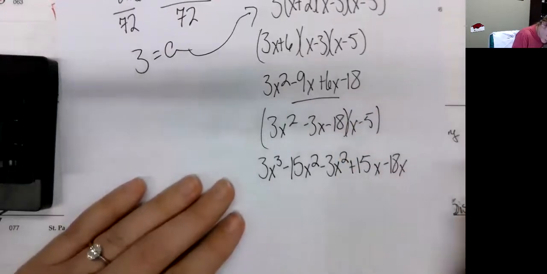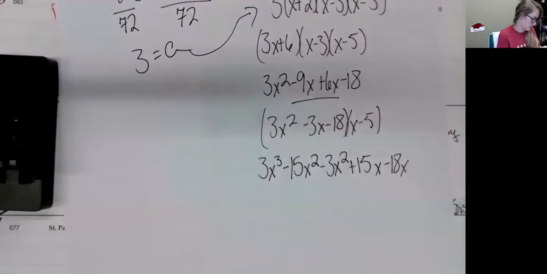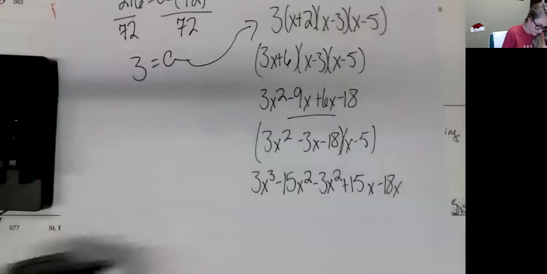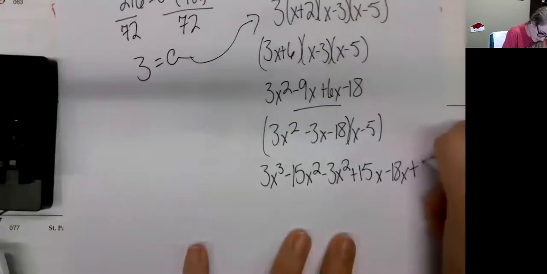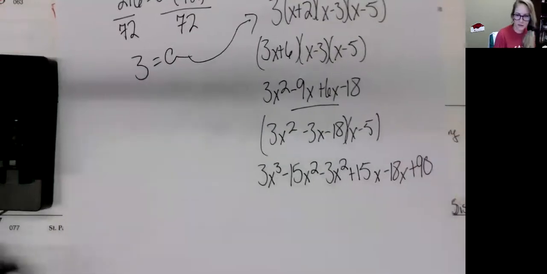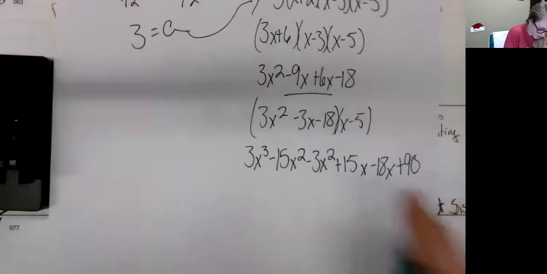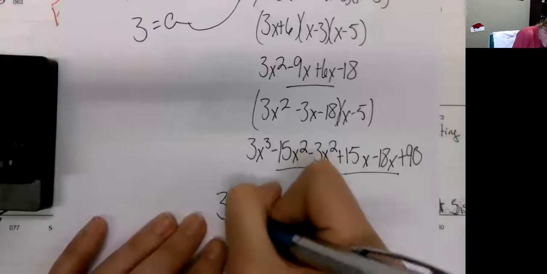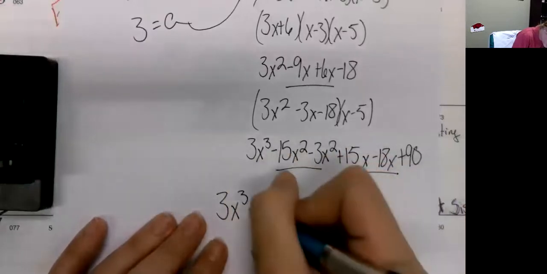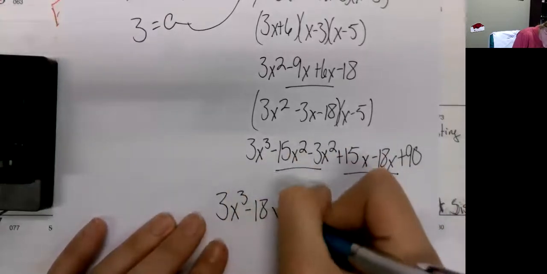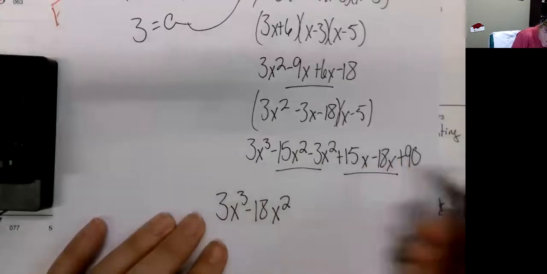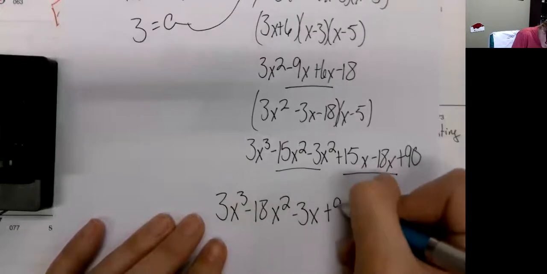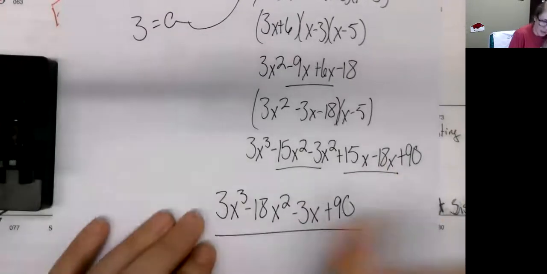-18x. 18 times 5. It's a negative times a negative, so it's positive. Okay, combine like terms. I have these and these. So 3x cubed, both negatives, so -18x squared, 15 subtract 18, -3x plus 9. And that would be the answer.